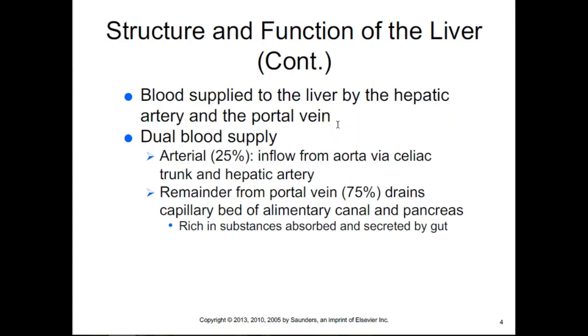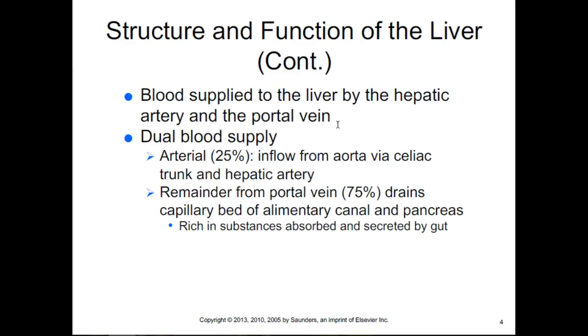Right, so the liver has a dual blood supply. It is delivered by the hepatic artery, which is about 25% and comes from the celiac trunk. Remember, the celiac trunk has three branches: the gastric artery, the splenic artery, and the hepatic artery. So about 25% is arterial, and the remainder is going to come from the portal vein.